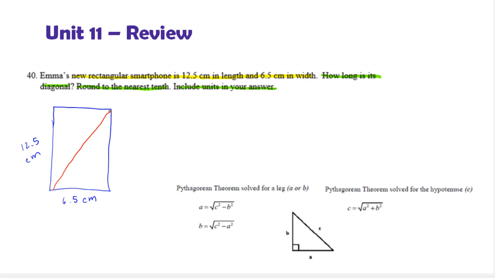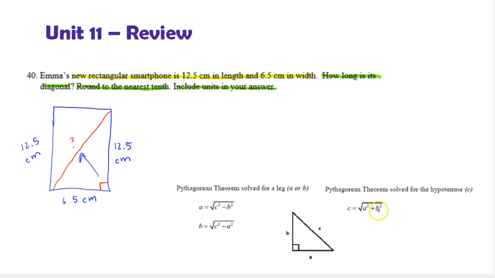So this may seem confusing at first. You see rectangular, you think you have to do something with rectangles, but notice that this is actually a Pythagorean theorem problem because we want this length right here, and we're given two lengths, and the corners of rectangles are right angles. So I labeled this 12.5 over here. That also means it's 12.5 over here. And the diagonal is the hypotenuse since it's opposite the right angle.